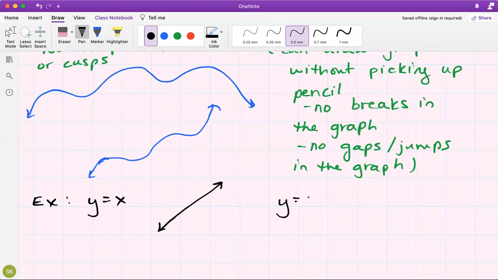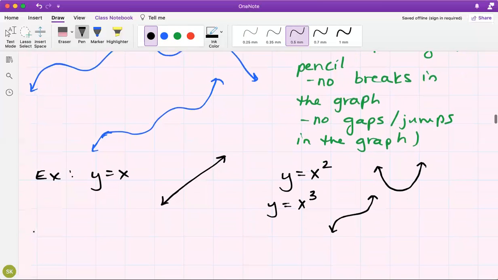If you have something like y is equal to x squared, that's a polynomial function. We know that looks something like this. It's a parabola. When we turn, we make a nice smooth turn, and we can draw it without picking up our pencil. Same thing with y is equal to x cubed. If we draw this, we get something like that.